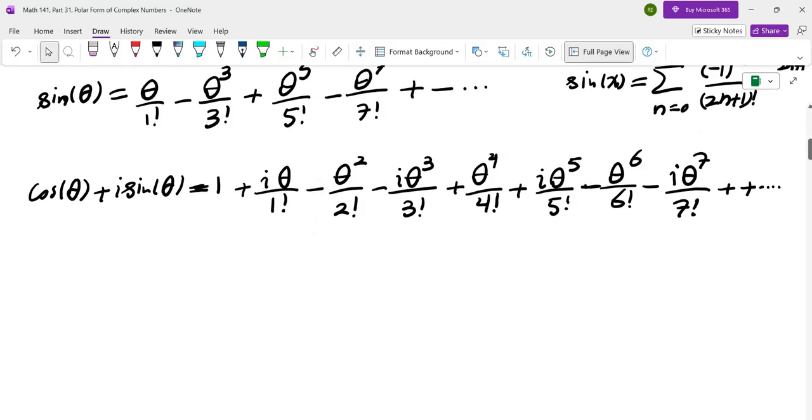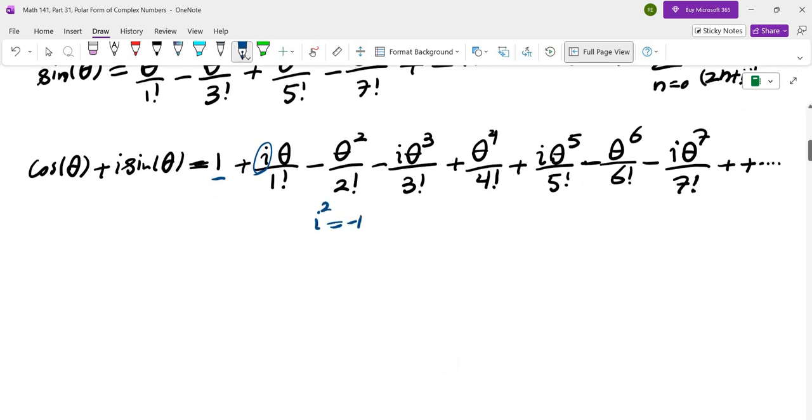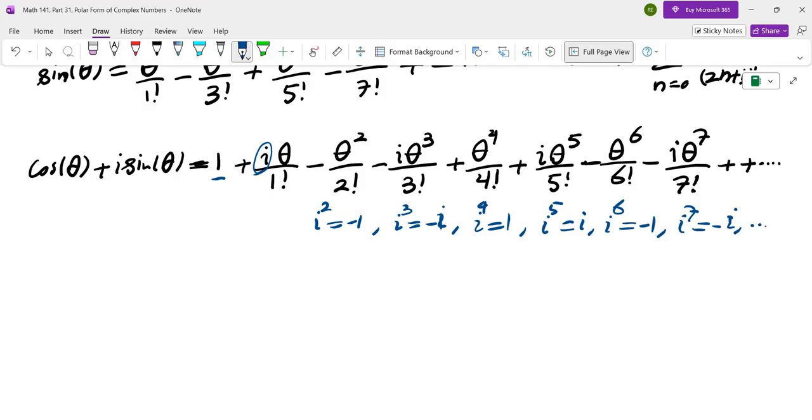Now let's see if we can find a relation between this one and the exponential. Let's look at the coefficients. Coefficients that are 1, i. Now -1 is i squared, so i squared is -1. Negative i is i cubed, so I can write this down as i cubed. Now the next one is i to the 4th, and i to the 4th is 1. i to the 5th is i, i to the 6th is -1, and i to the 7th is negative i, etc.